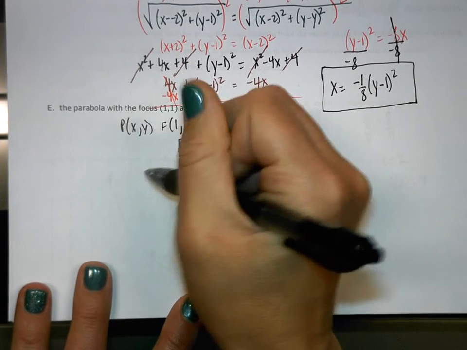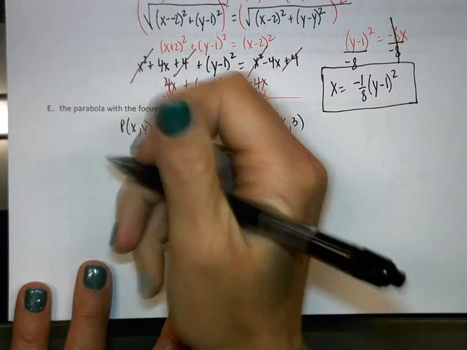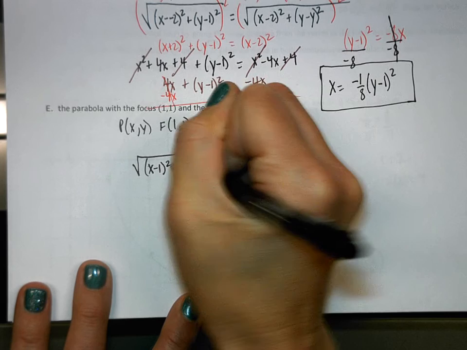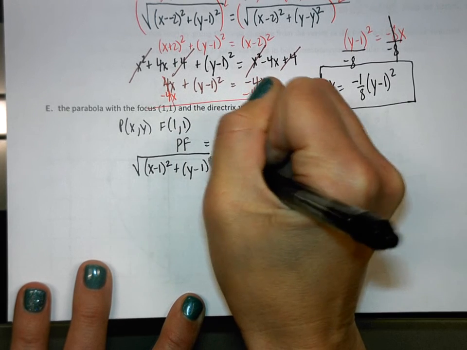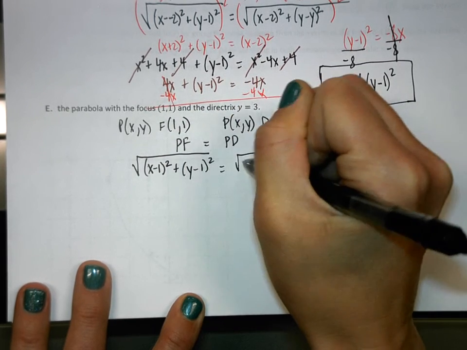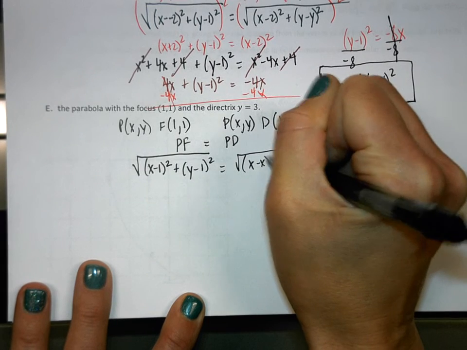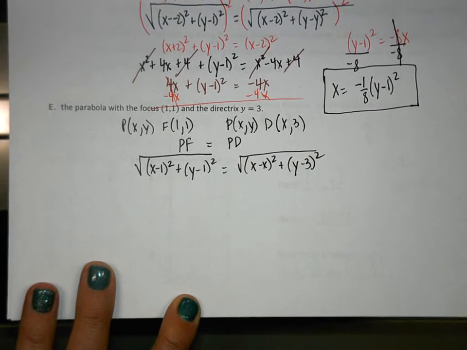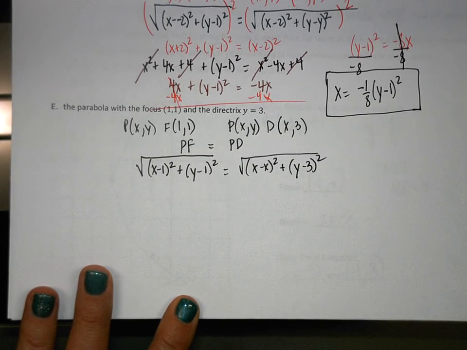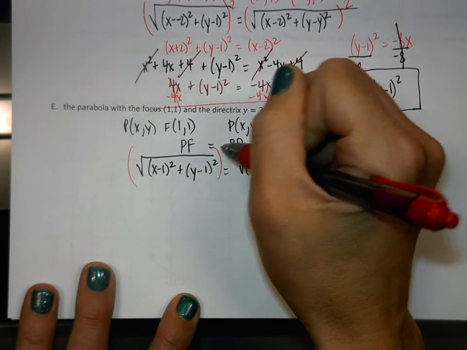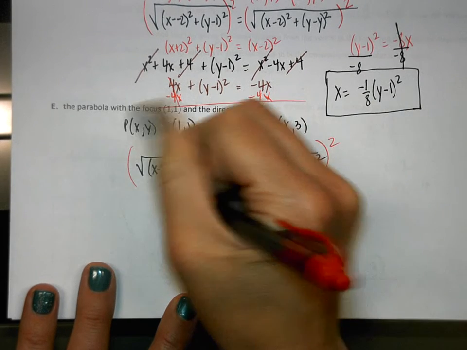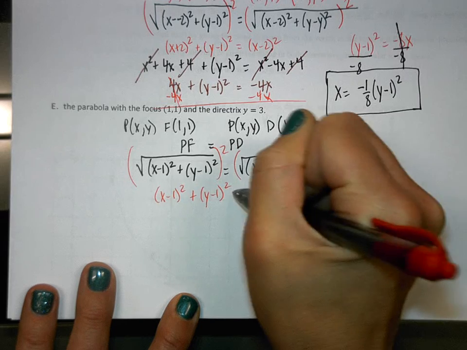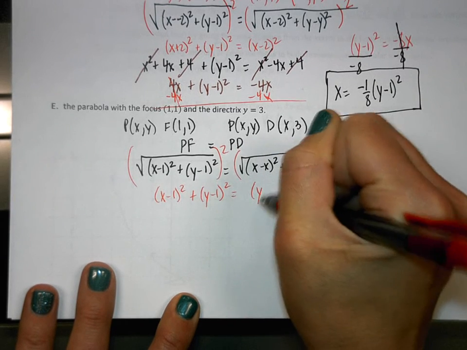So we have this square root. Using our distance formula, we have the square root of (x - 1) squared plus (y - 1) squared equals the square root of (x - x) squared plus (y - 3) squared. So far, so good for everybody? Okay, so next I'm going to go ahead and just square both sides. And I end up with (x - 1) squared plus (y - 1) squared equals (y - 3) squared.